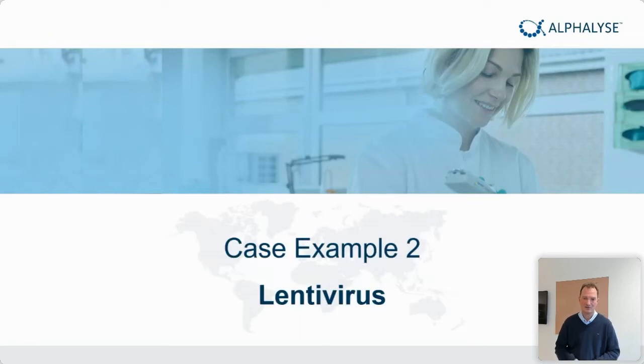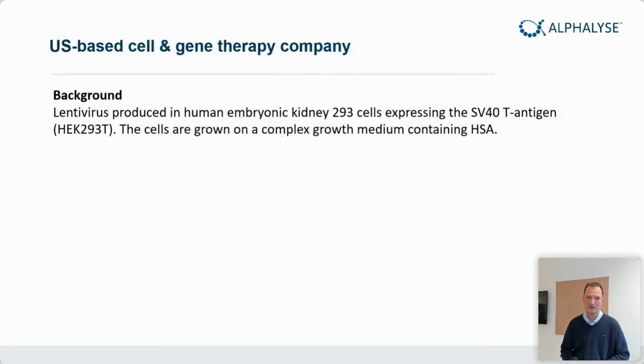Case example number 2 is from lentivirus. So here the case is that the virus is grown on HEK293 cells, and they are grown on a complex growth medium containing human serum albumin.